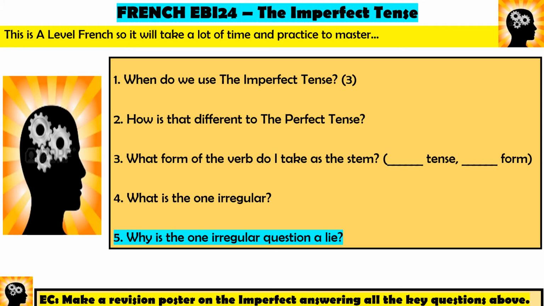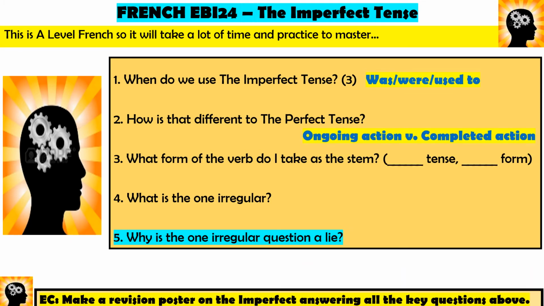Alors mes petits, right guys, let's go for it. So when do you use the imperfect tense? Was, were, used to, whenever you want to say those things. It's different from the perfect because the perfect is a completed action. I did my homework. The imperfect is an ongoing action. I was doing my homework.